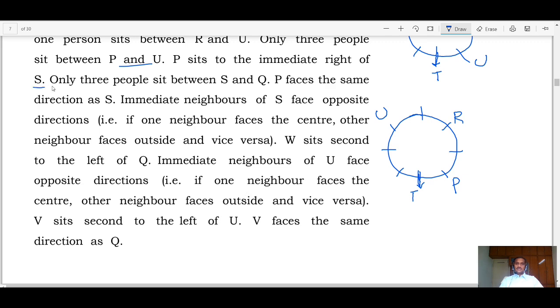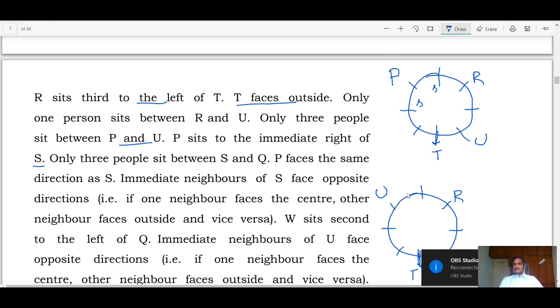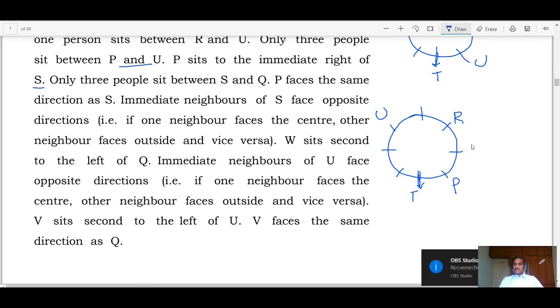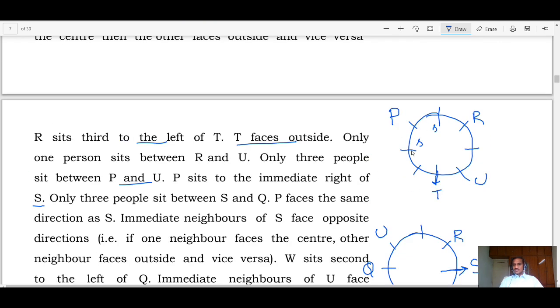And P sits to the immediate right of S. As P is to the immediate right of S, S can be either here or here. Now in this case there is only one possibility for S, and since P is to the right of S, S must be away from the center. And only 3 persons between S and Q. Now here, S can be here or here. If S is at this place, then Q and T must be in the same place, which is not possible, hence S cannot be here. Hence S must be here. If S is here, then Q is at this place. S and Q are opposite to each other.